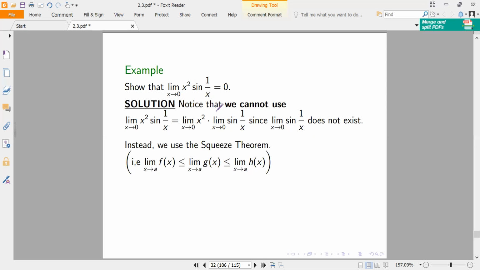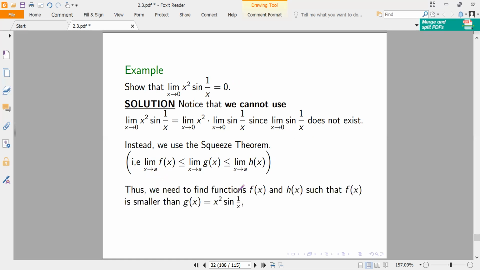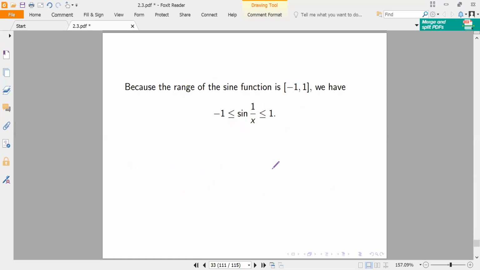Basically we need to find some function f of x and some function h of x such that g is in between these two functions. Remember we are asked to show that this limit goes to 0, which means the limits of these two functions need to be 0 as well. I hope that part is clear. Obviously h of x needs to be bigger than g and f of x needs to be lower than g. And both these two functions need to approach 0. Please don't stress, it's actually easy.